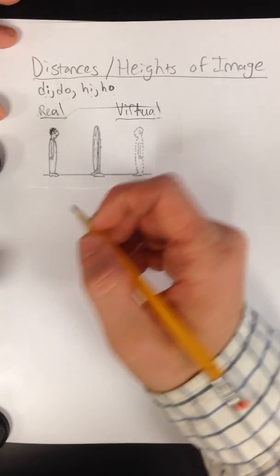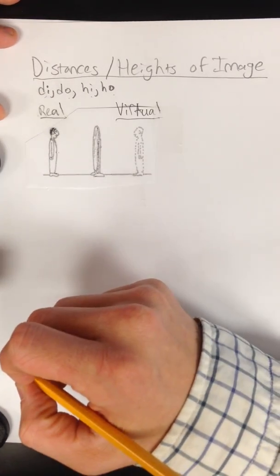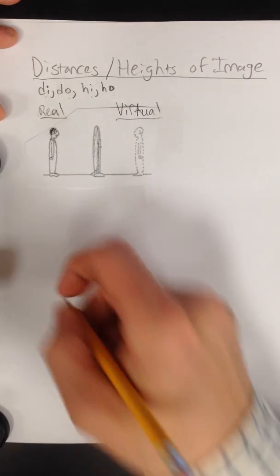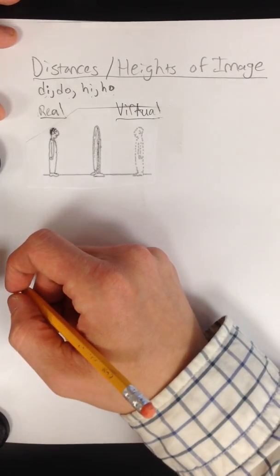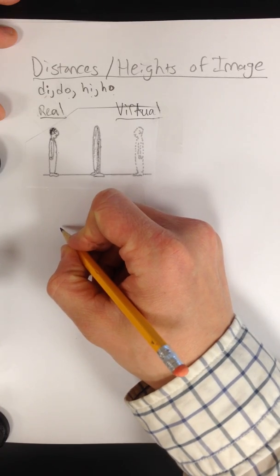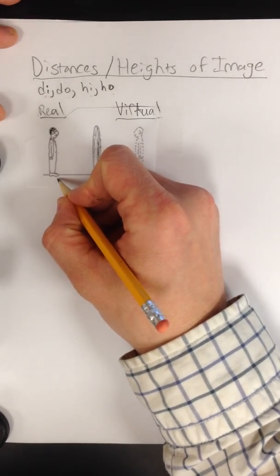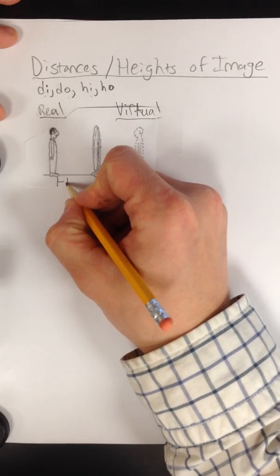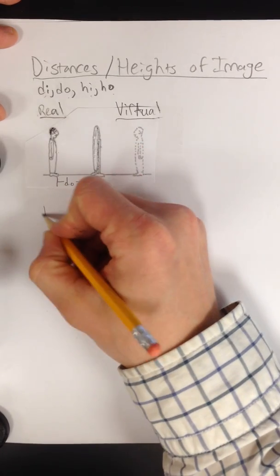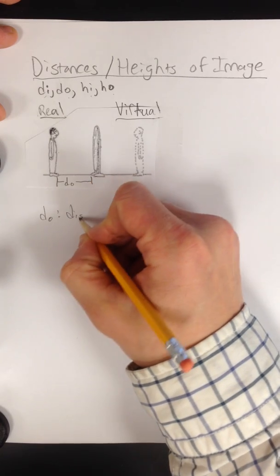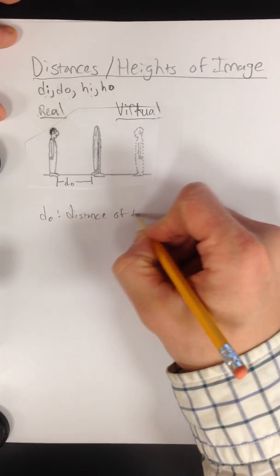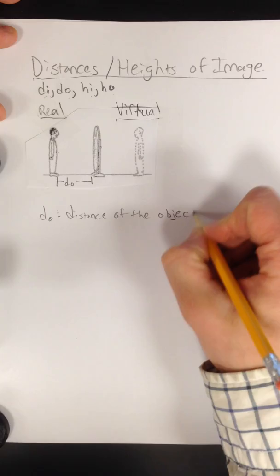And there are two relationships with distance and height that relate to the real and virtual side of the image. So if we look at this diagram right here, we could label DO as the distance of the object.